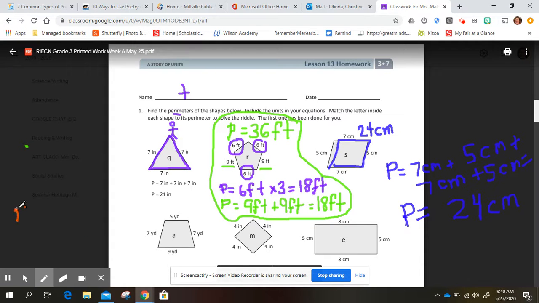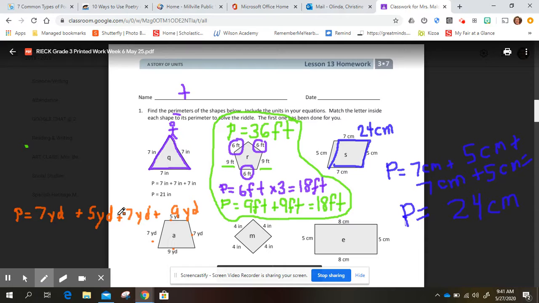So it would be perimeter equals 7 yards plus 5 yards plus 7 yards plus 9 yards. So I just took these numbers and I'm adding them all together. I could do it in my brain.